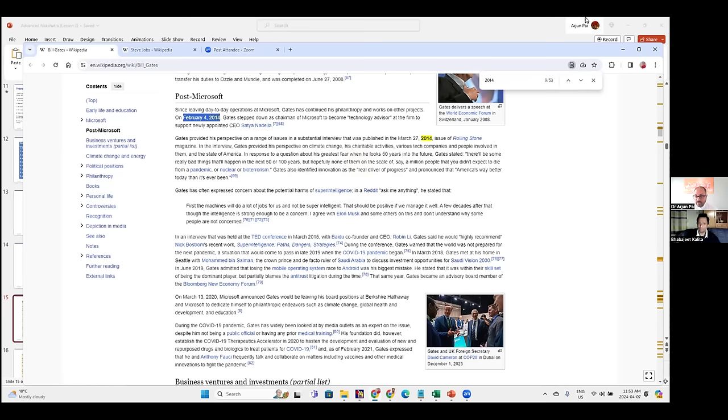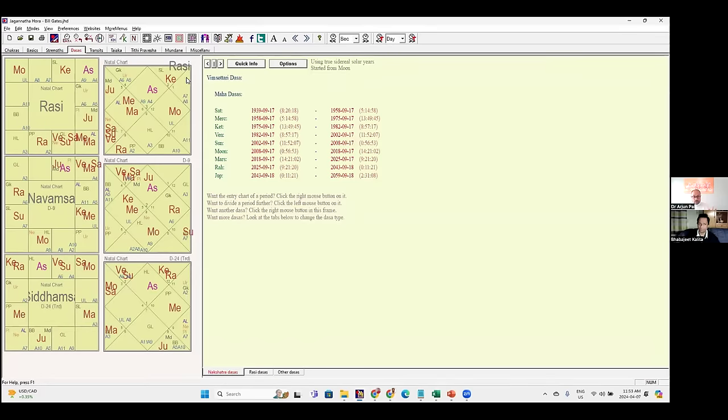Why 2014? Let us see broadly what Dasha was running. 2014 will fall in Moon Mahadasha, between 2008 and 2018. He retired on 4th February 2014. Let us divide the Moon Mahadasha into three parts of 3 years, 4 months each.